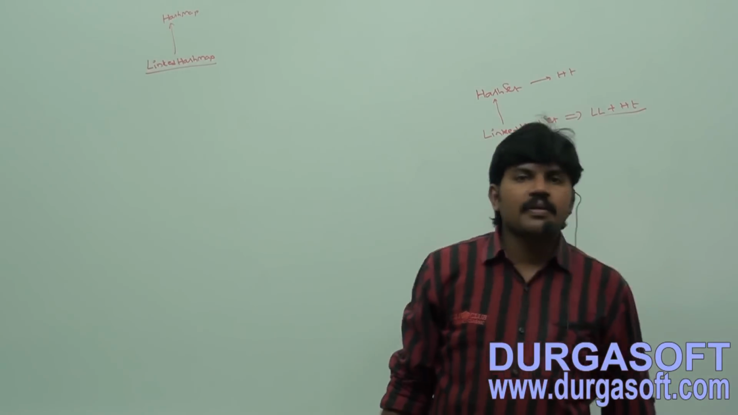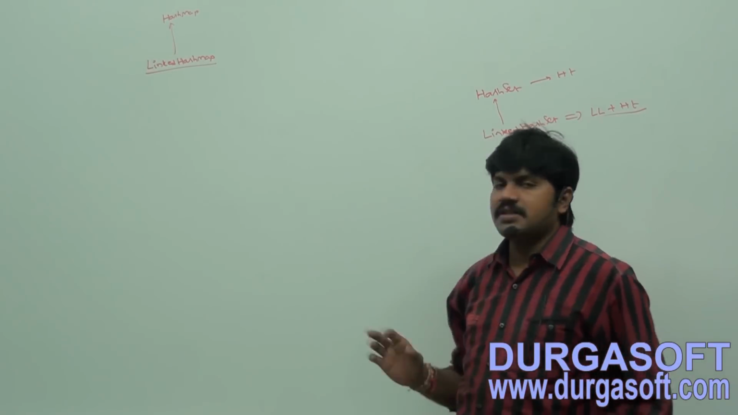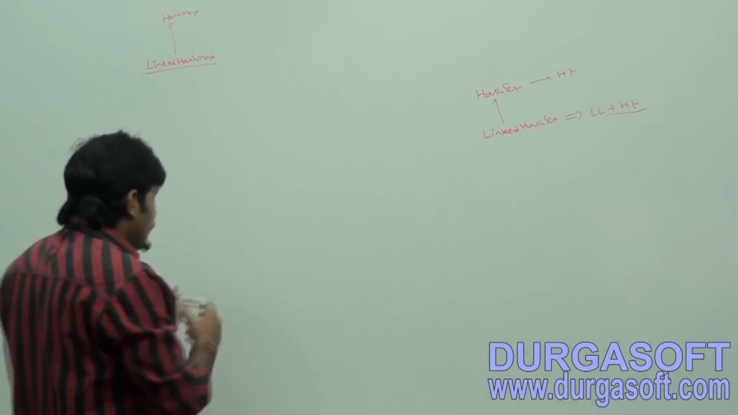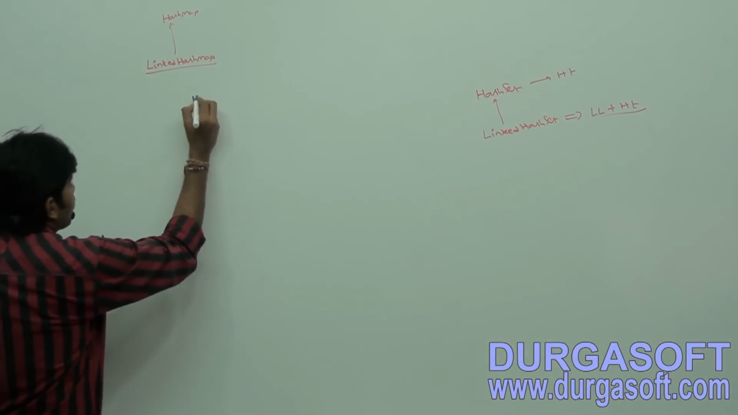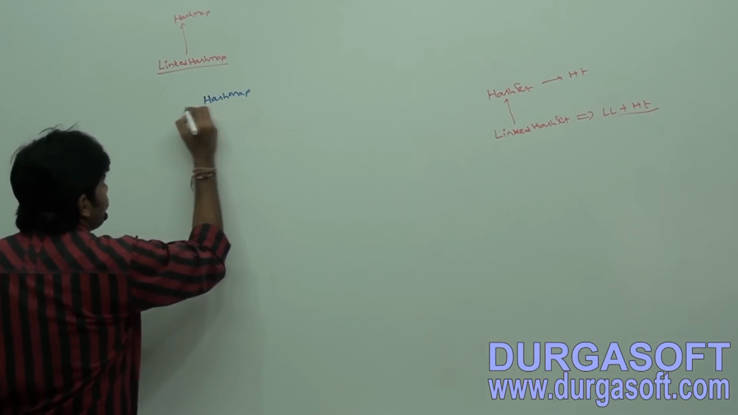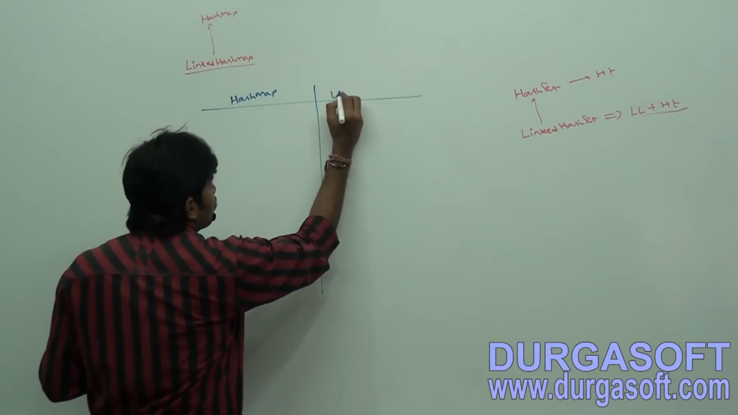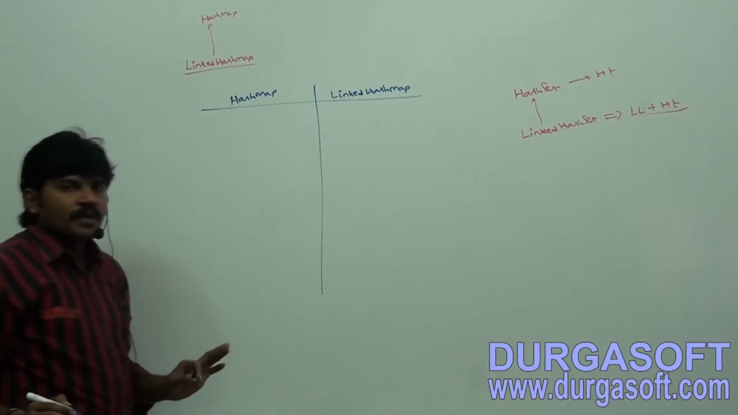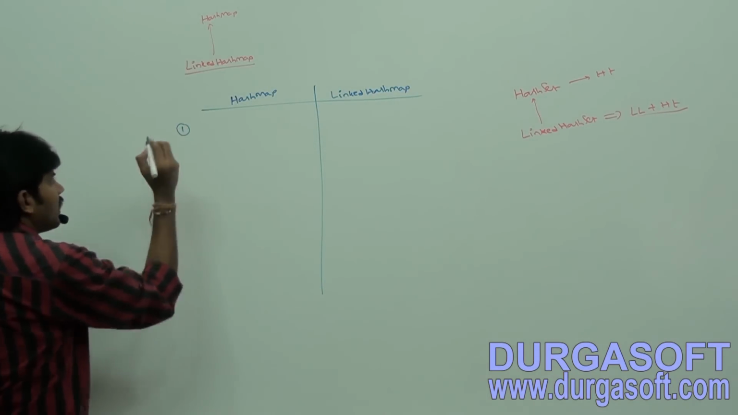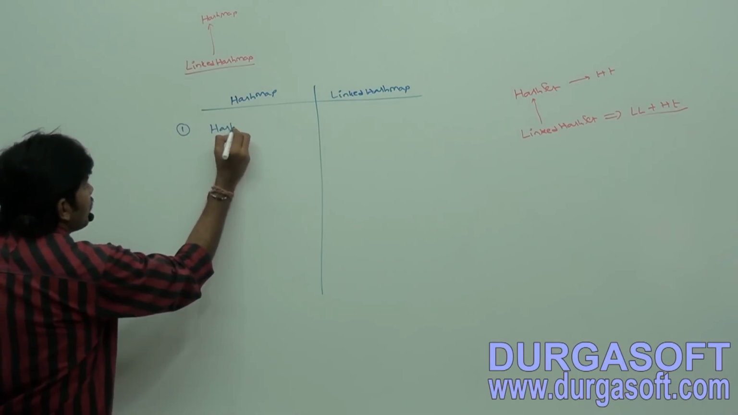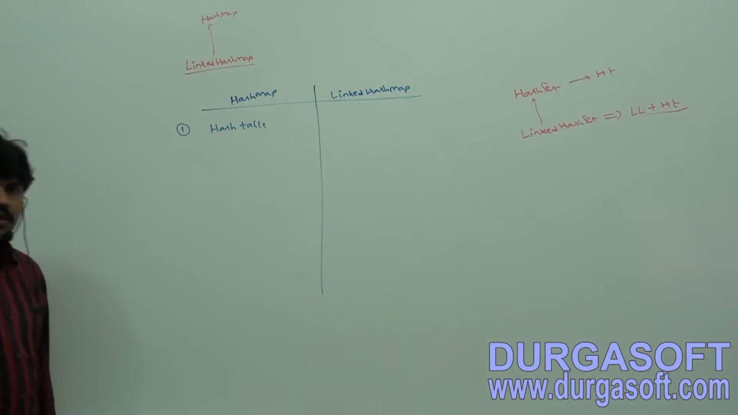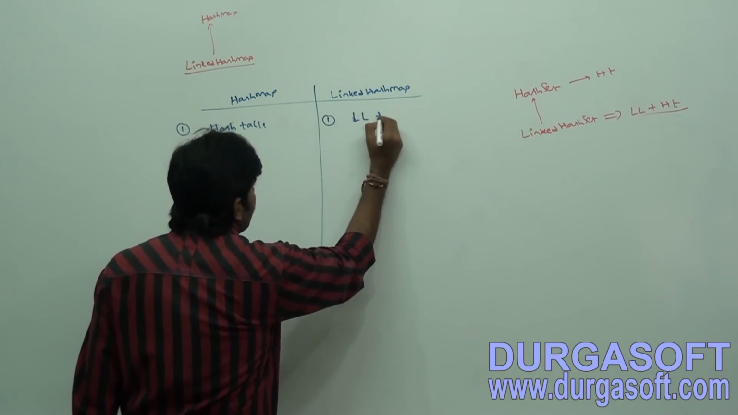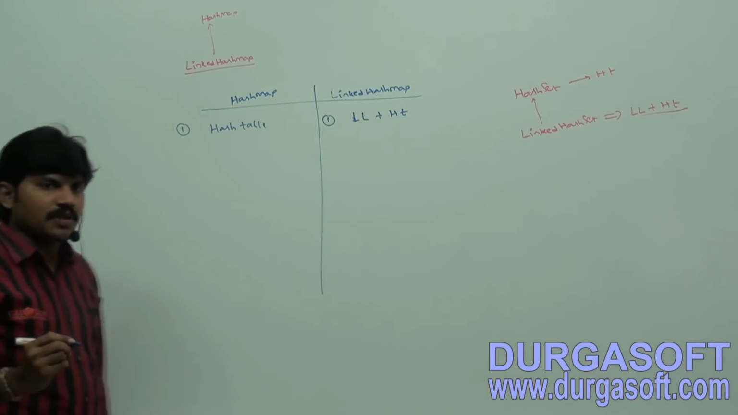First point. Second, linked hash map is exactly the same as hash map with these differences only. Let me highlight. Here I am taking hash map and linked hash map. What are the differences? In the case of hash map, the underlying data structure is hash table, which we covered already. But in linked hash map, the underlying data structure is linked list plus hash table.